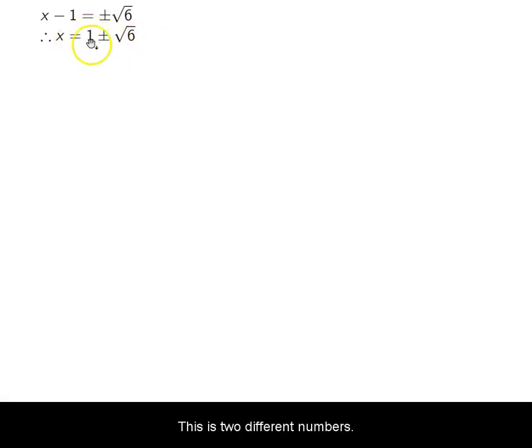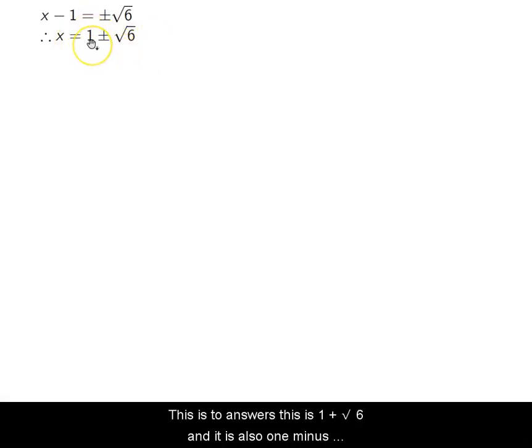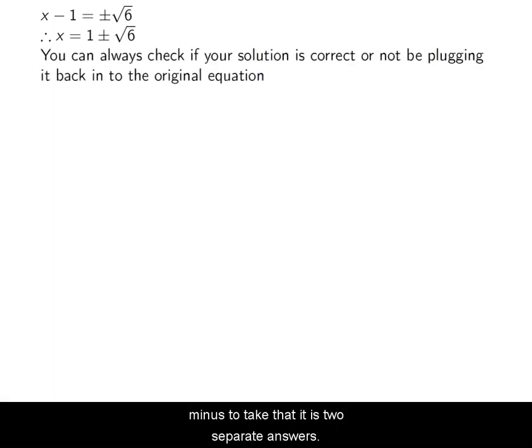This is two different numbers, right? This is two answers. This is 1 plus square root of 6, and it is also 1 minus square root of 6, right? So there are two answers present here. It is not just 1. Even though it only looks like one, the plus and minus dictates that it is two separate answers.